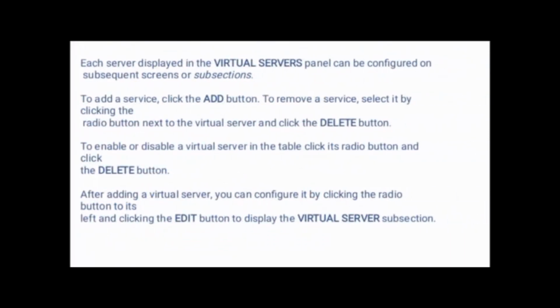Each server displayed in the Virtual Servers panel can be configured on subsequent screens or subsections. To add a service, click the Add button. To remove a service, select it by clicking the radio button next to the virtual server and click the Delete button. To enable or disable a virtual server in the table, click its radio button and click the Enable/Disable button. After adding a virtual server, you can configure it by clicking the radio button to its left and clicking the Edit button to display the virtual server subsection.